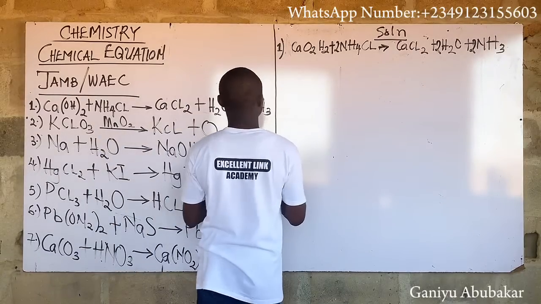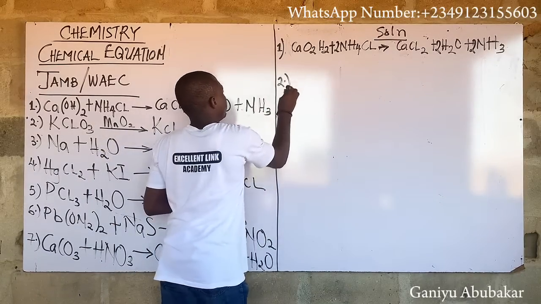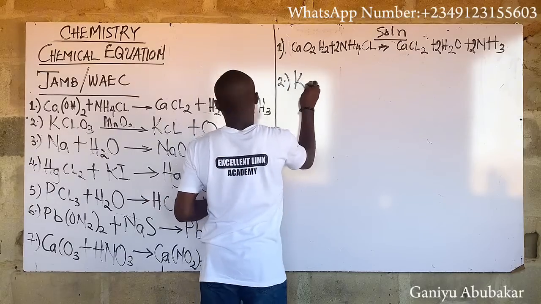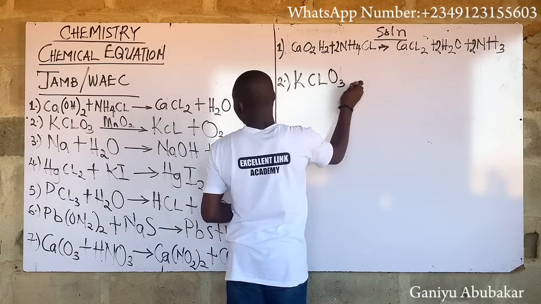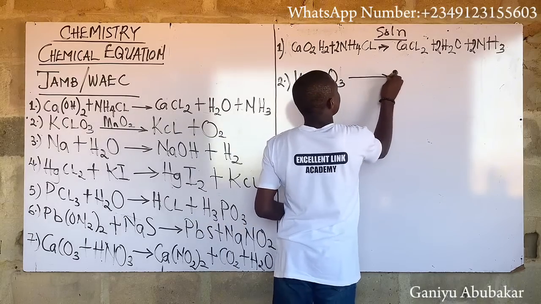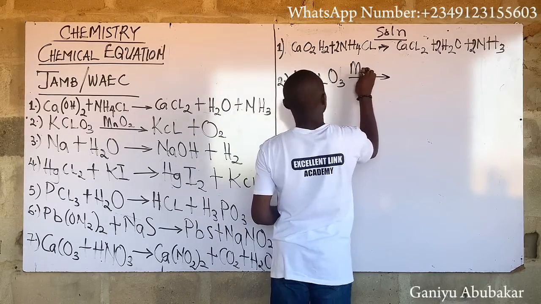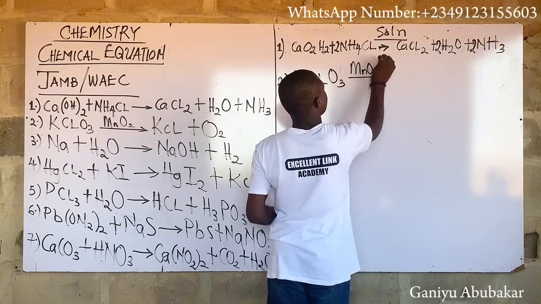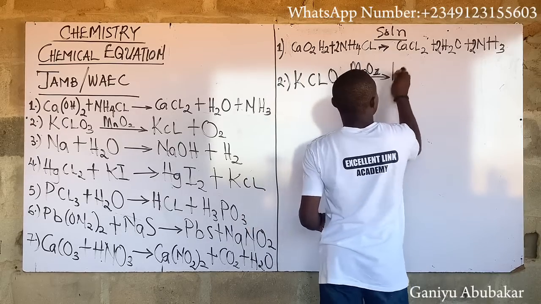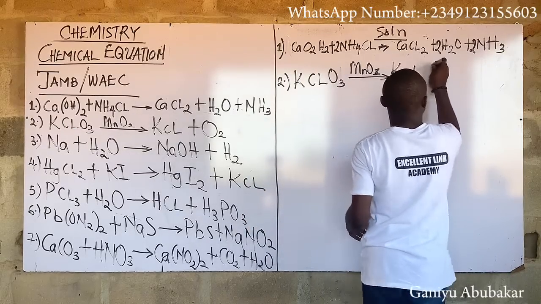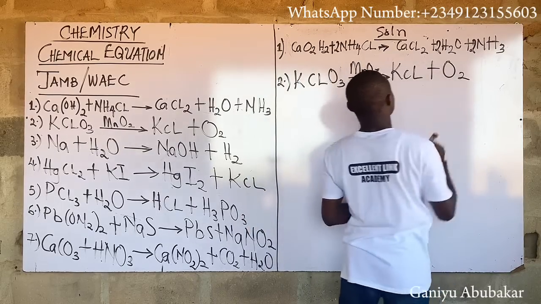Let's balance number 2, please. Number 2, I have potassium, chlorine, and oxygen combine to give KCl plus O2. MnO2 is a catalyst here. This is a catalyst. So KCl plus O2. Listen up.